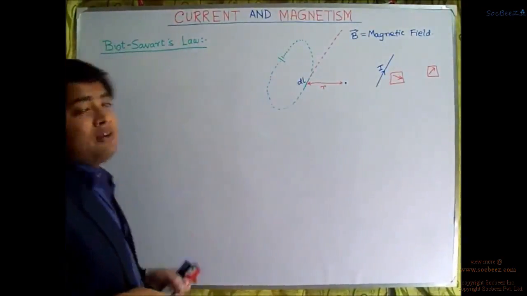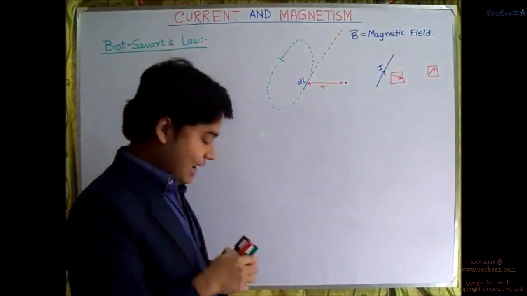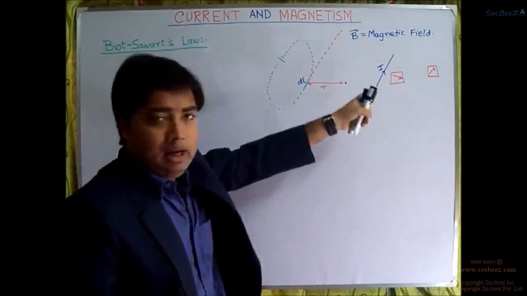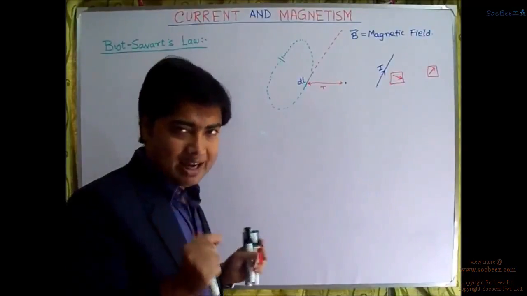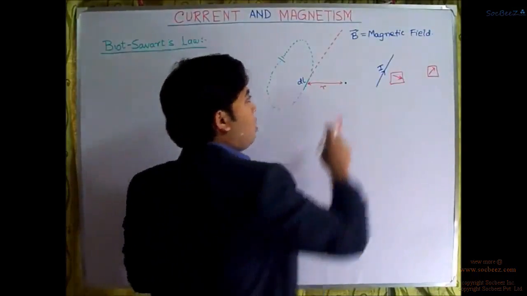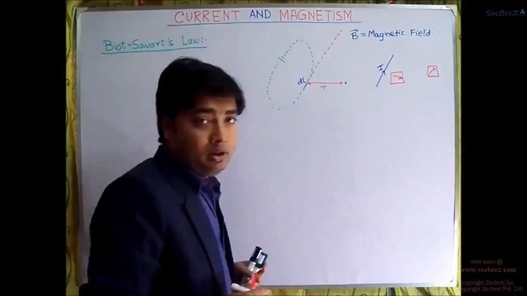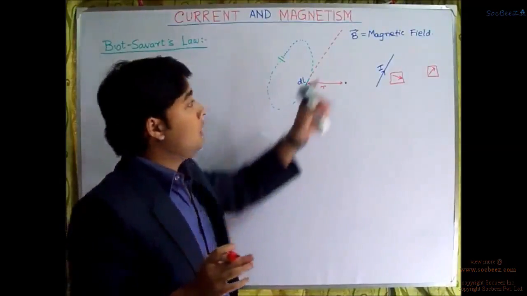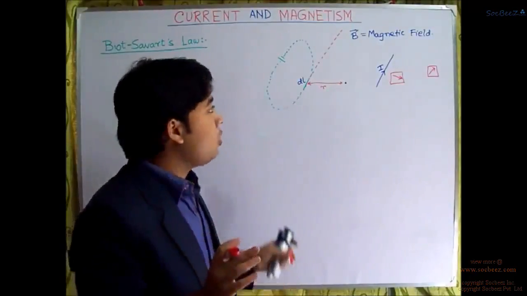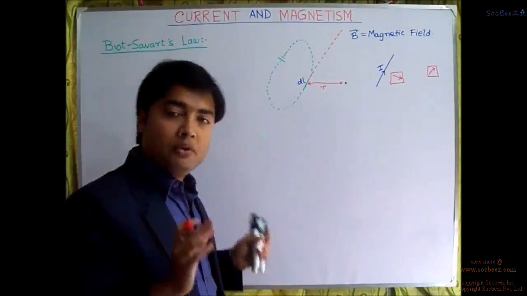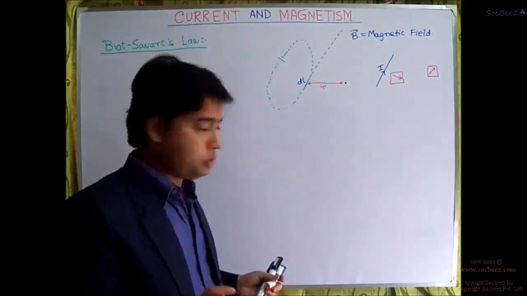Now the Biot-Savart Law states that the magnitude of the magnetic field which is produced, because as you see this is a vector, it will obviously have a magnitude as well as a direction. So let us first of all be worried about the magnitude.